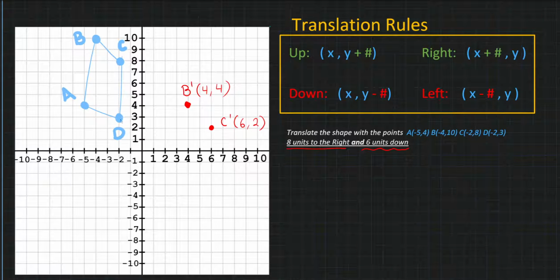All right, now let's do it with D. 1, 2, 3, 4, 5, 6, 7, 8 to the right. 1, 2, 3, 4, 5, 6 down. Here's our D prime point. This is 6, negative 3. All right. And now the last one, A. 1, 2, 3, 4, 5, 6, 7, 8 to the right. 1, 2, 3, 4, 5, 6 down. And here we have it, A prime.